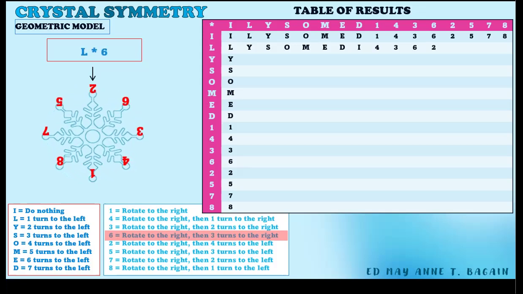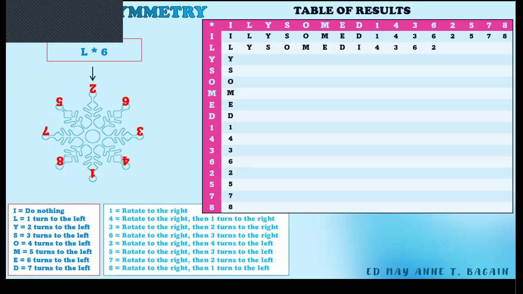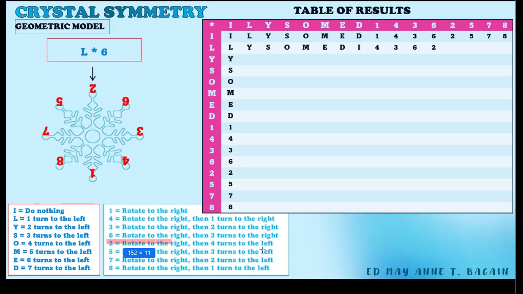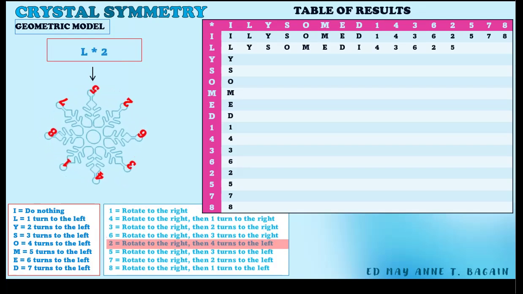Okay, L star 6 would be 2. Okay, next, L star 2. Let's check what is the move for 2. We have rotate to the right, then 4 turns to the left. What would be the answer? Let's check. It's 5. The same with 5.